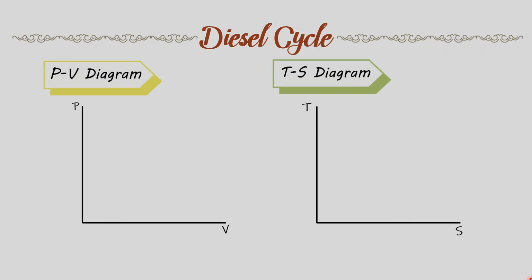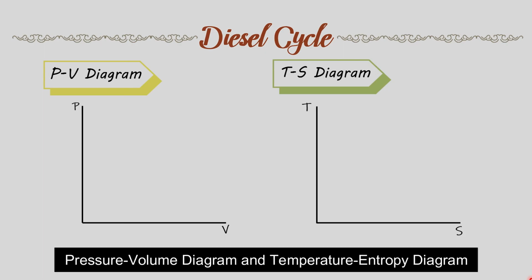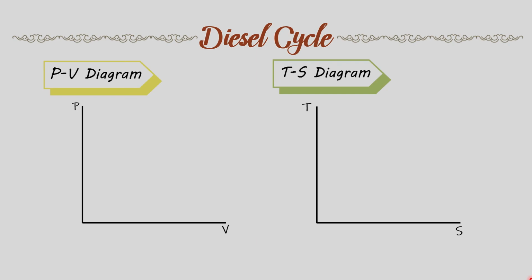The diesel cycle is an idealized air standard cycle for compression ignition engines. This cycle is sometimes referred to as constant pressure combustion. Let's take a look at the PV and TS diagrams so we can understand how the diesel cycle works.